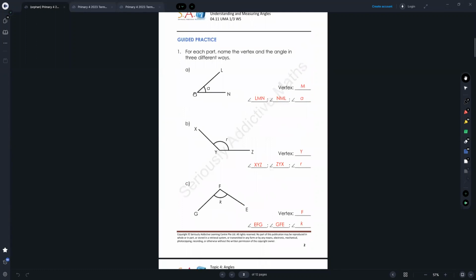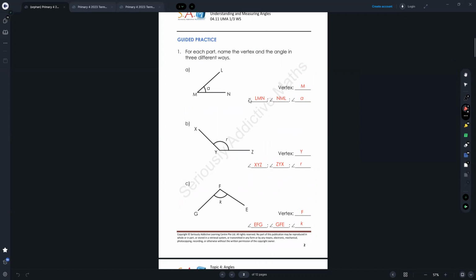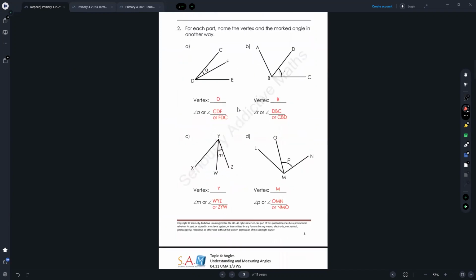Understanding the vertex is also important, that's the corner, the sharp corner. And then you can call it angle LMN, or angle NML. This is already written for them. You notice, if the question did not already provide the angle symbol, they need to draw it, so just remind them. Or they can call it by the alphabet stated there to represent the angle. Okay, so complete all the guided practice.